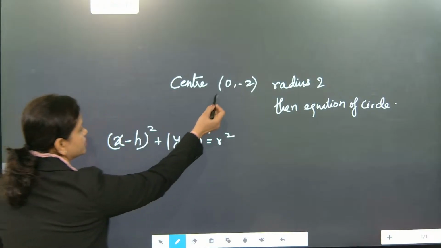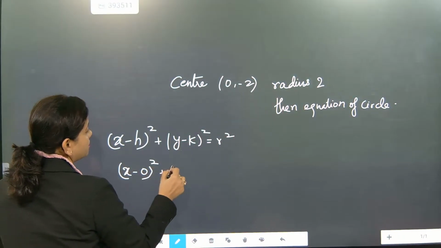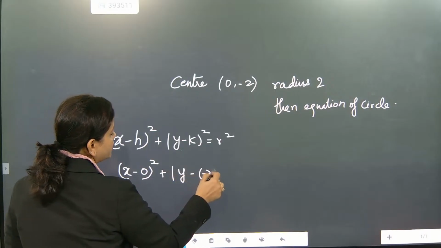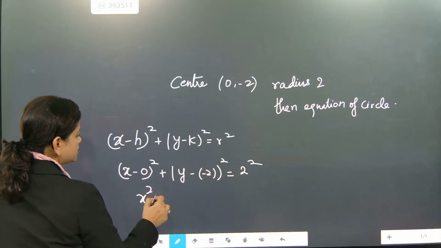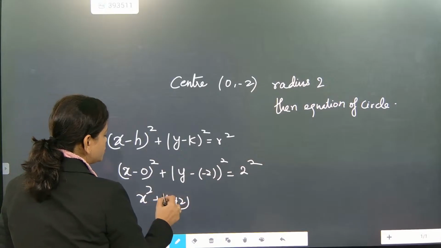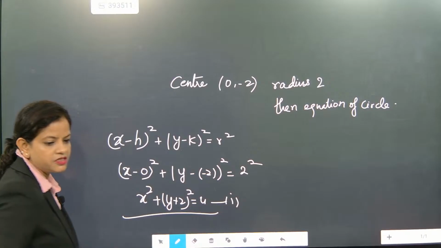So what will be the equation here? 0 will be there. So x minus 0 whole square plus y minus of minus 2 whole square is equal to 2 square. So it will become x square plus y plus 2 whole square is equal to 4. This equation came.